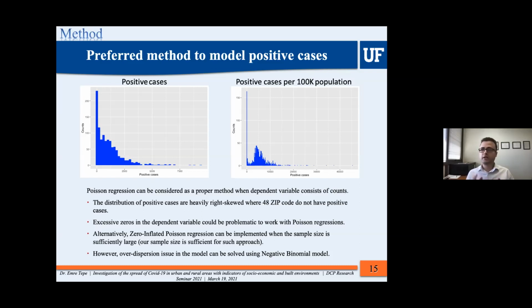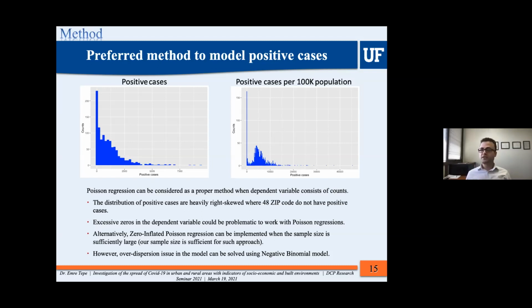In terms of methodology, one of the obvious facts we see on this histogram is the number of positive cases at the zip code level. So what we have is count data. And when you have count data as your dependent variable, we should definitely look for a discrete response model. In that regard, Poisson regression generally works well. However, there are some issues with the data and we need to address them.